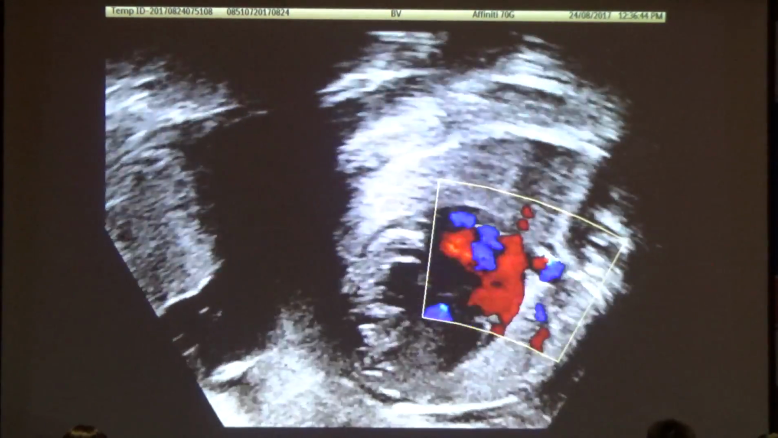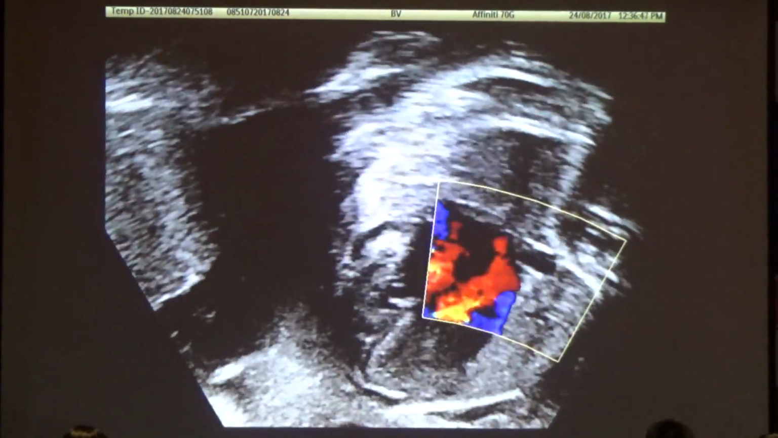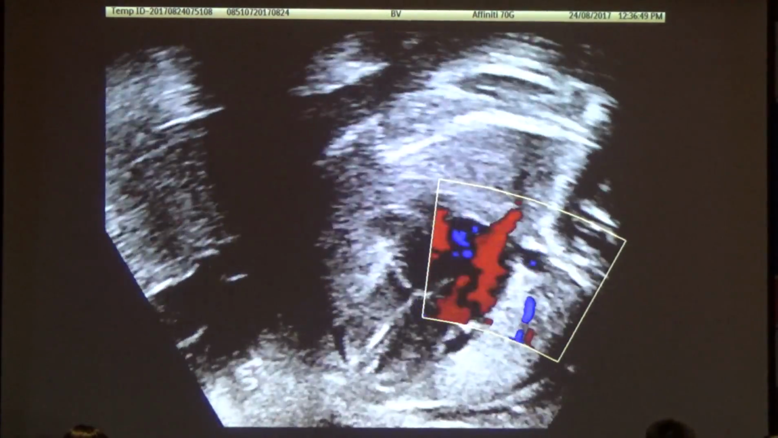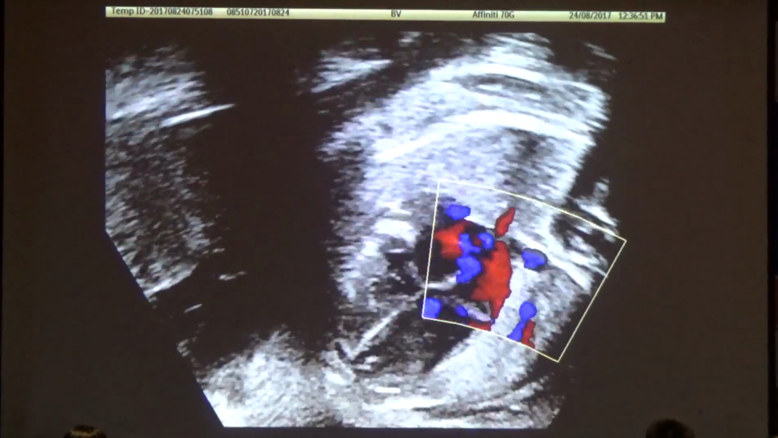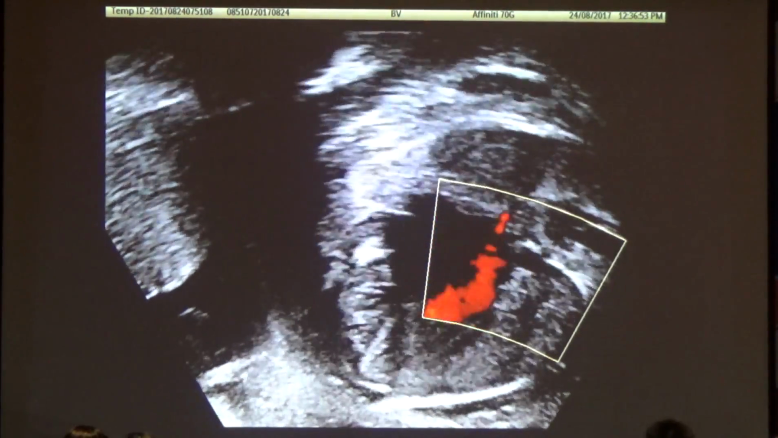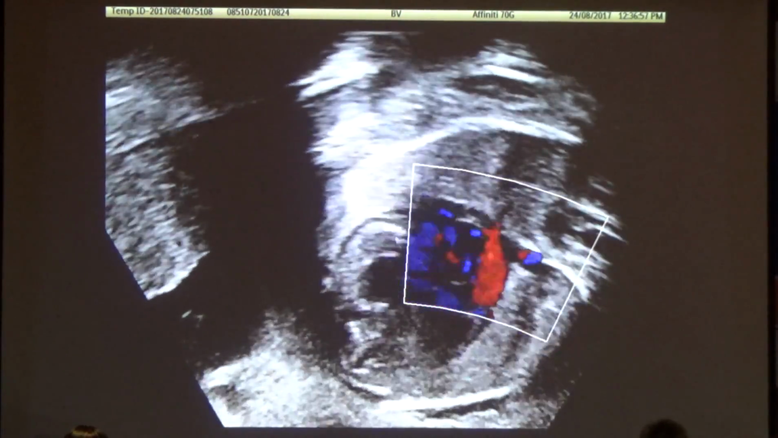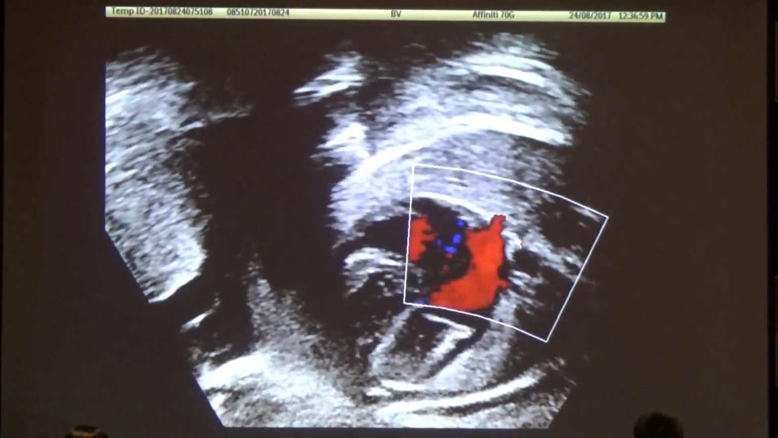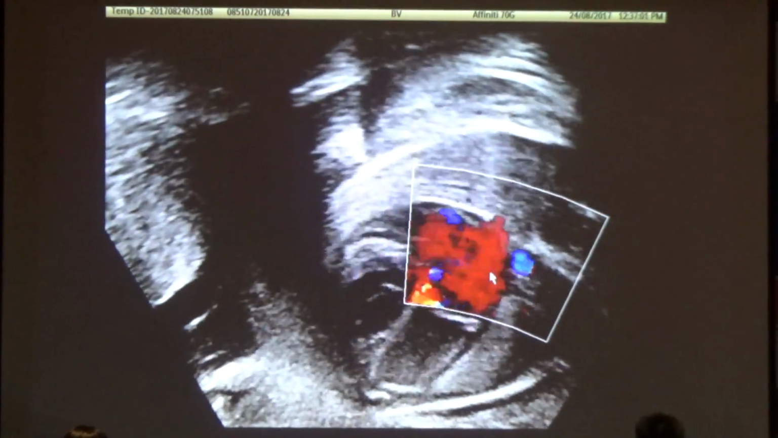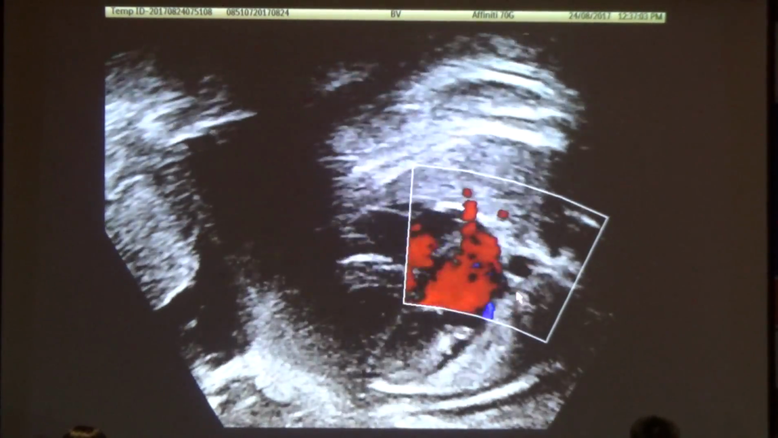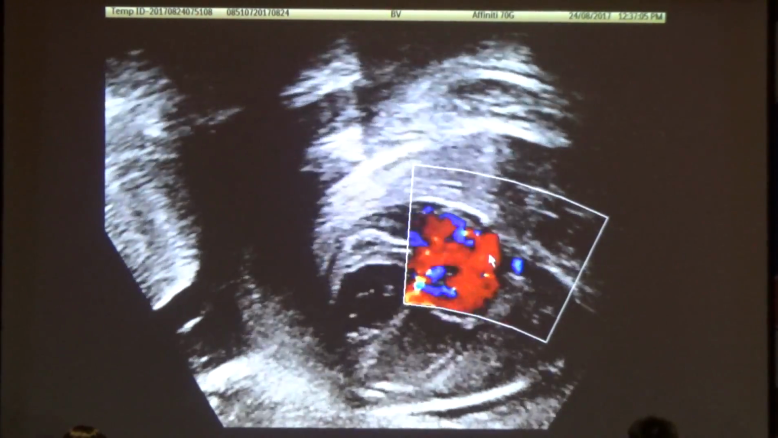There's the descending aorta. Now the four-chamber view is going to fail you for transposition. There's the pulmonary vein. You see the red flow coming in there from that pulmonary vein? There's the pulmonary vein, okay? So the pulmonary vein, there's another one there. It's not so easily seen.